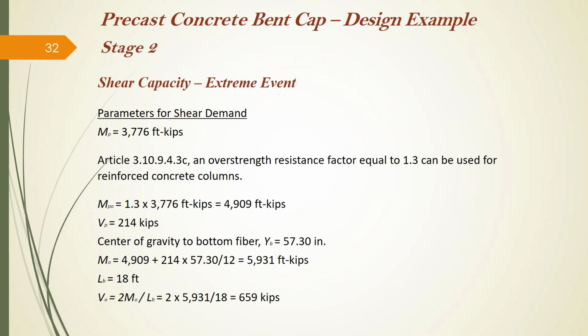For the shear capacity and shear demand, although we could use the elastic forces, which are the smaller of the 2, it is normally good practice to use the overstrength moment and the shear associated with that, and that's what we have used here. We can calculate that the shear demand for overstrength is 659 kips for this example. Next slide, please.